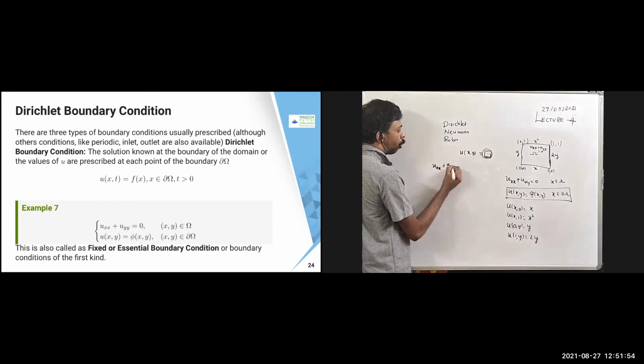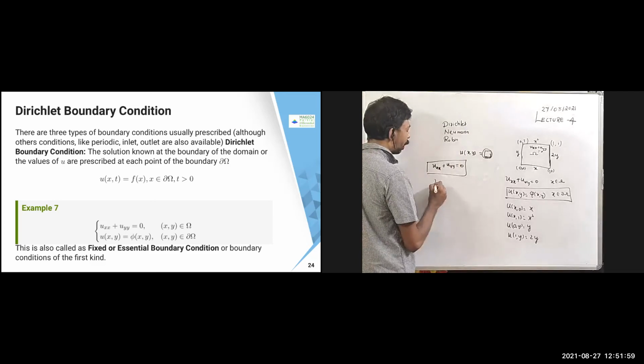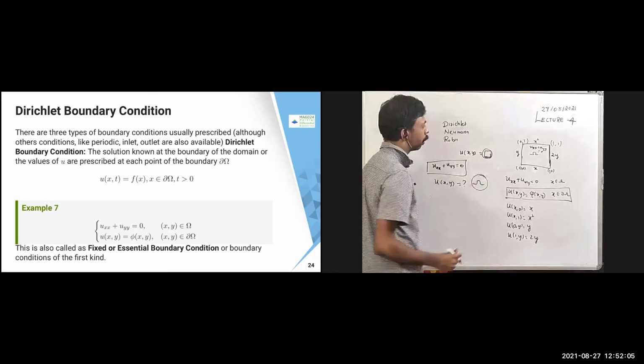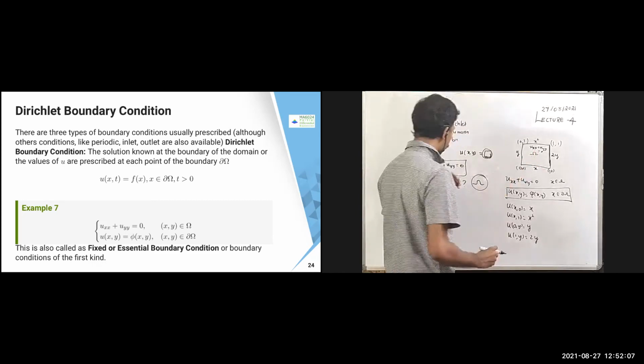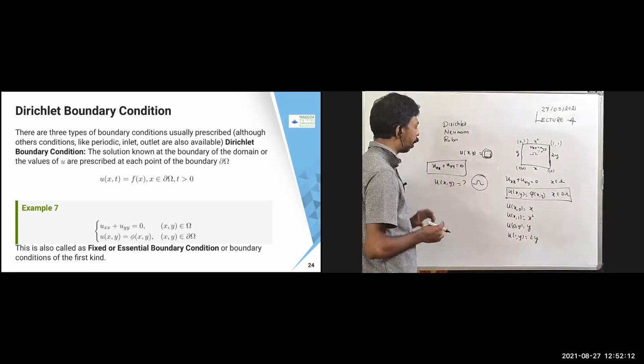So uxx plus uyy equal to 0 means what is our ultimate aim? Our ultimate aim is that you got to find what is your u of x comma y in the entire domain. What is u of x comma y for the entire domain? You got to find, because that is unknown. U is unknown. So you need to find what is u of x comma y for the entire region.